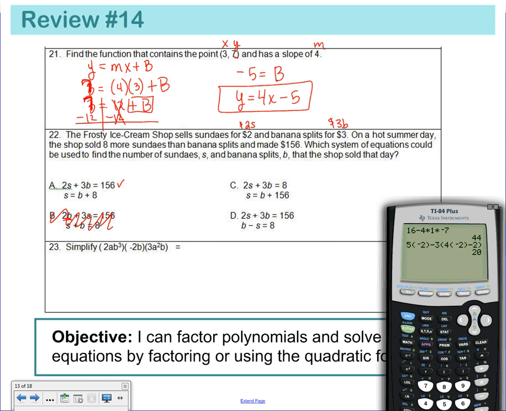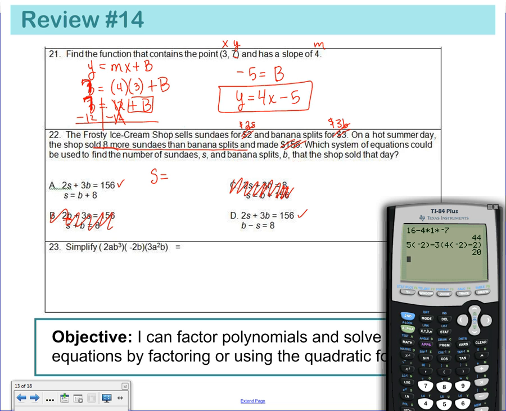C, we have 2s plus 3b. All right, I got the 2s, the sundaes, and the bananas, and it says equals 8. Well, no, it needs to equal a dollar amount, so C is out. D, 2s plus 3b is 156. That one works. So I've taken care of the numbers that have $2 and the $3 and the 156. What I also have is that they tell me that the shop sold 8 more sundaes than banana splits. So you have to ask yourself, which one did they sell more of? I have more sundaes. So the equation I look for needs to have S by itself because that's what I have the most of.